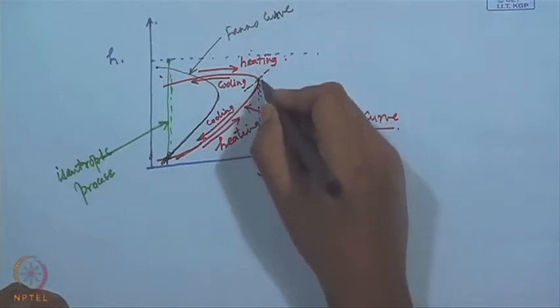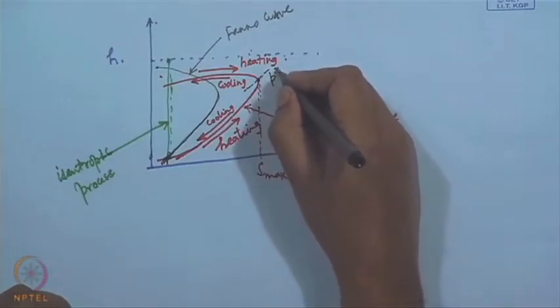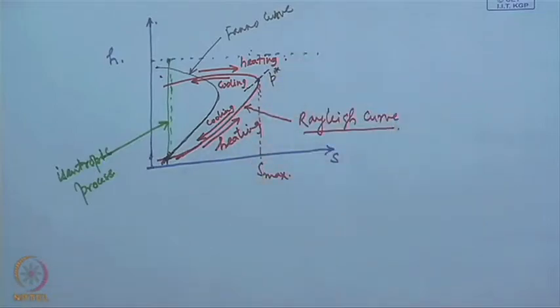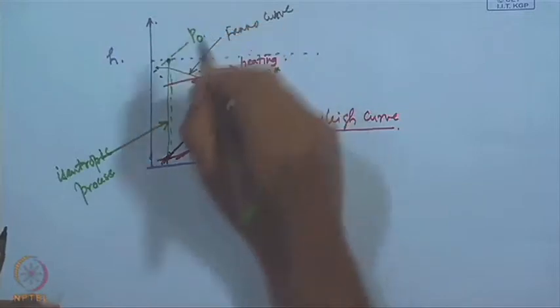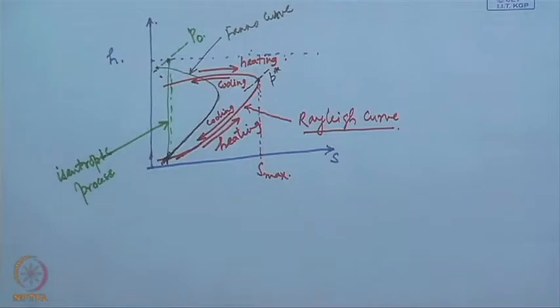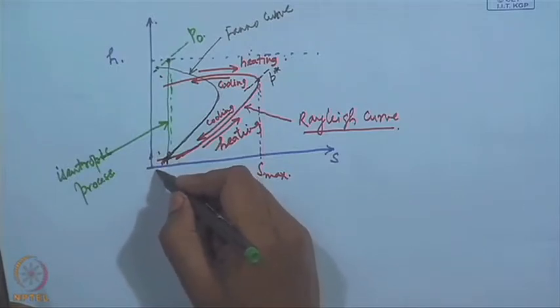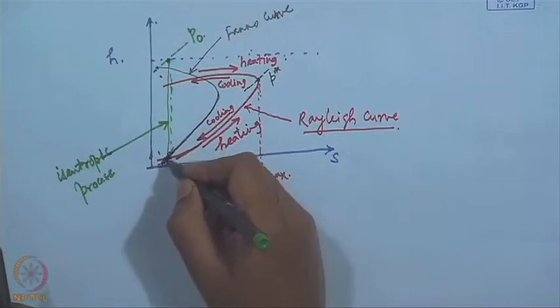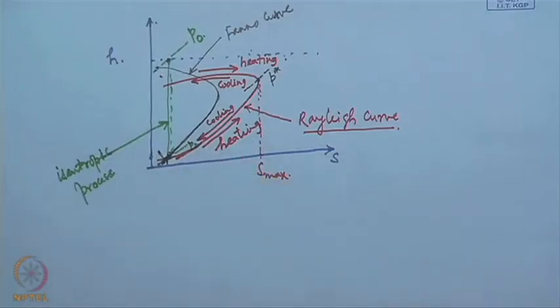This is the constant pressure line through the maximum entropy point, and let us say this is the... similarly you can have constant pressure line at this point shown as P 1.